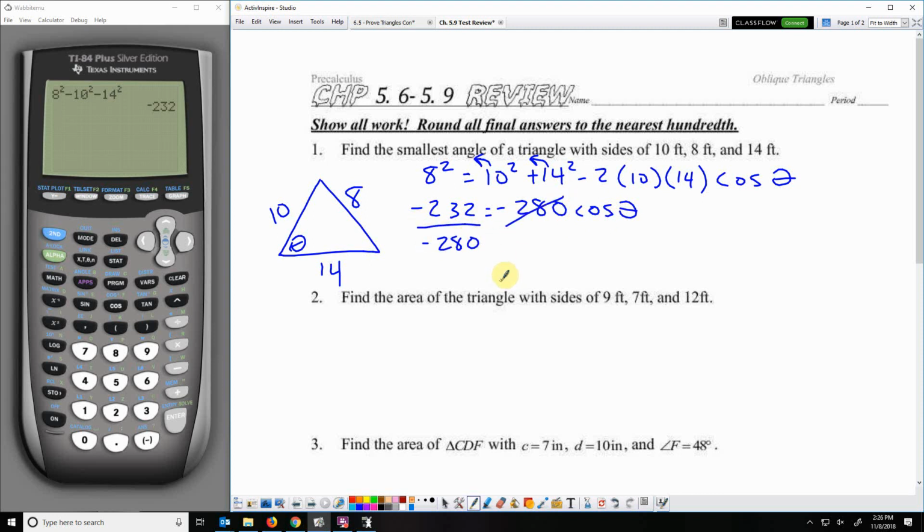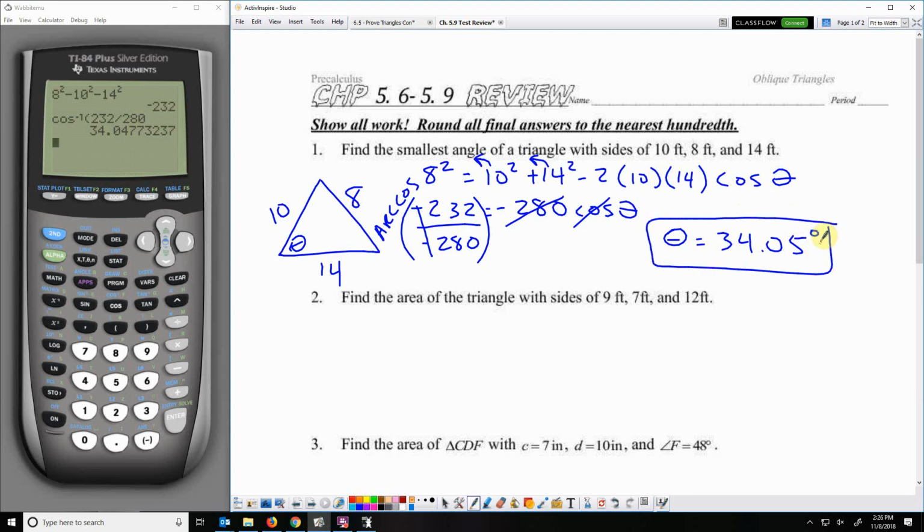That cancels that out. Then to get rid of that cosine, I'm going to have to do arc cosine. Okay, so that's second cosine. And I can use the negatives or I can cancel them out because there's two negatives. 232 divided by 280. So I get 34.05 degrees. And this is an angle measure, so we should have the unit there of degrees.